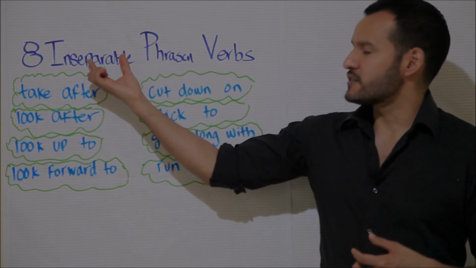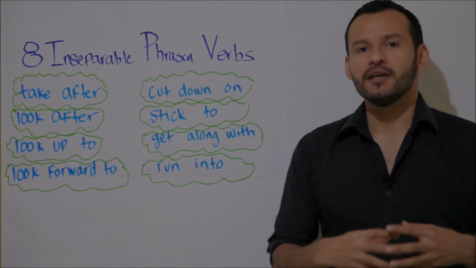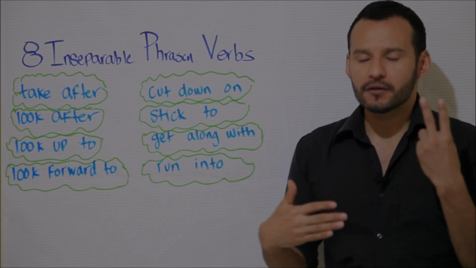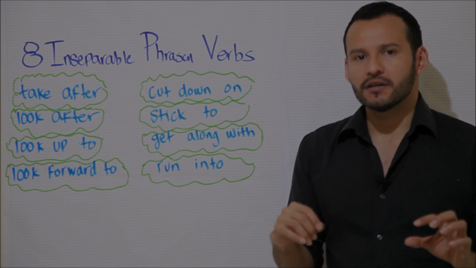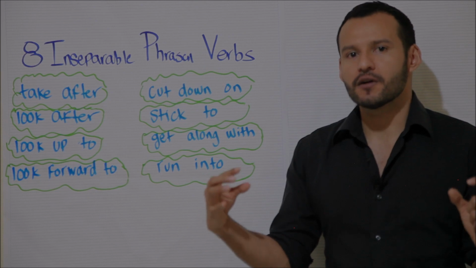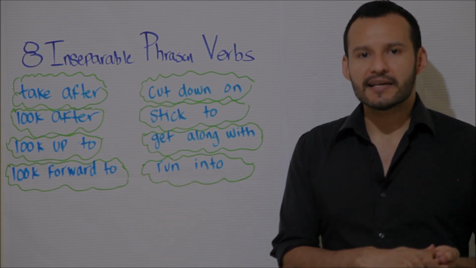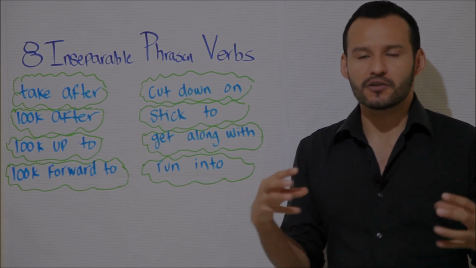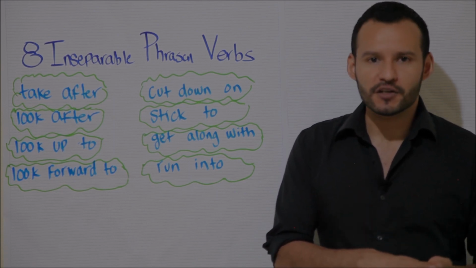Like the name implies, inseparable phrasal verbs cannot be separated. That means that the direct object goes after the phrasal verb, after the 2 or 3 words in the phrasal verb. It doesn't matter if the direct object is a noun or a pronoun, it always goes after. That means that it makes it a little bit less complicated. There are no exceptions or no tricky rules to remember, and we can just focus on the definitions.